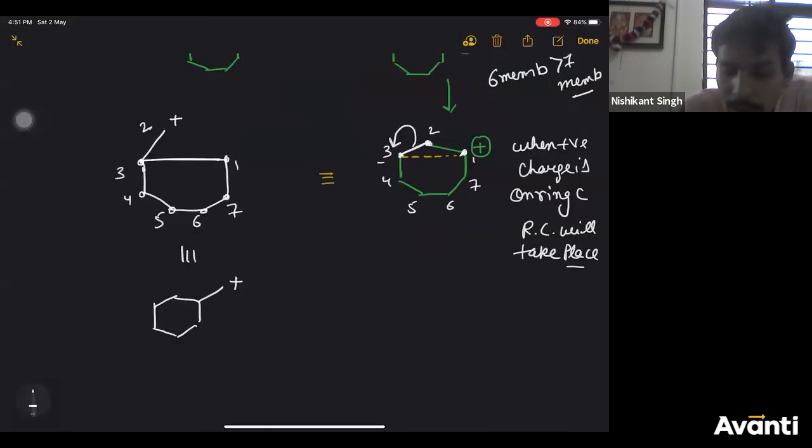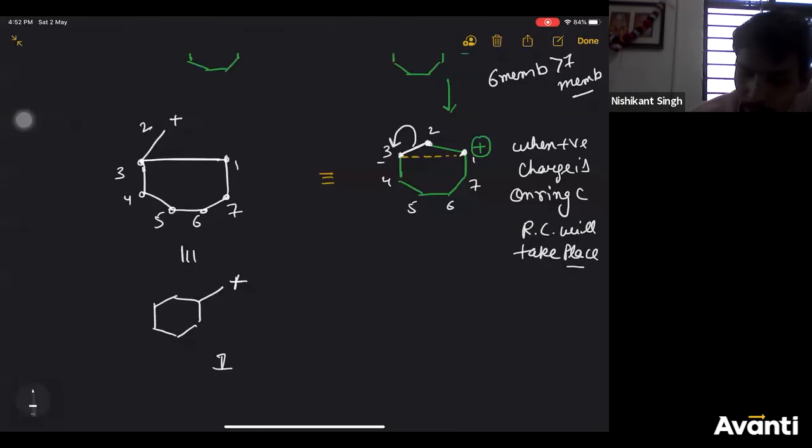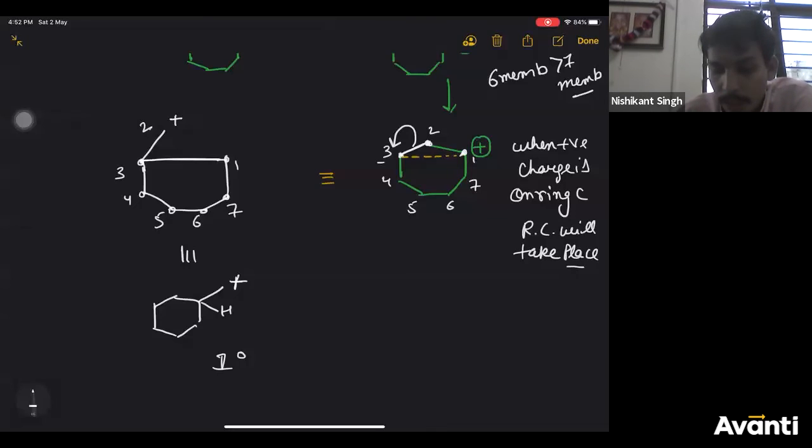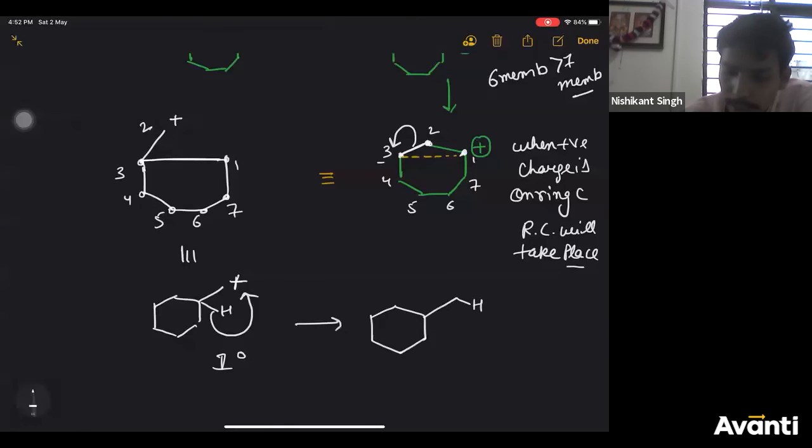Now, will the rearrangement stop here? Answer is no. Why will the rearrangement not stop here? This carbocation is a primary carbocation. From the next carbon, we have seen hydride shift. From the next carbon, hydride will shift to this, so that you will get H here, and this carbon will get what charge now? Positive. Now it is a tertiary carbocation. Now rearrangement will not take place because it is more stable.